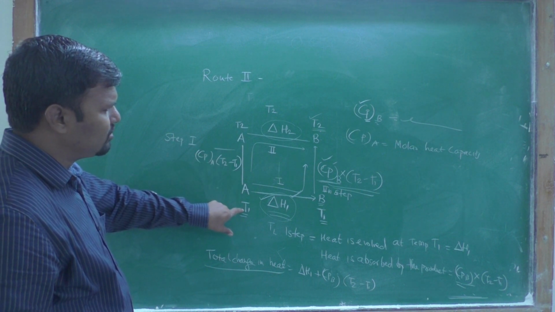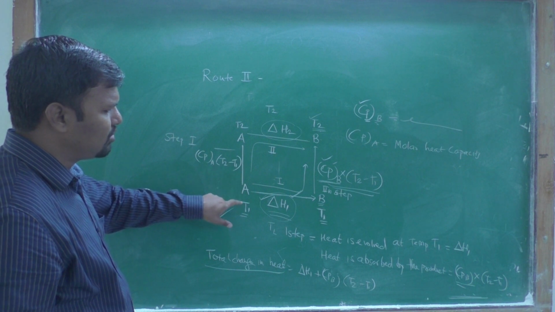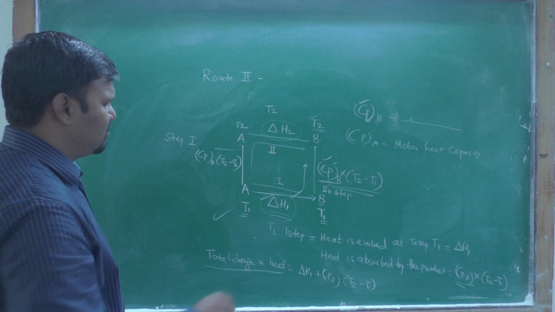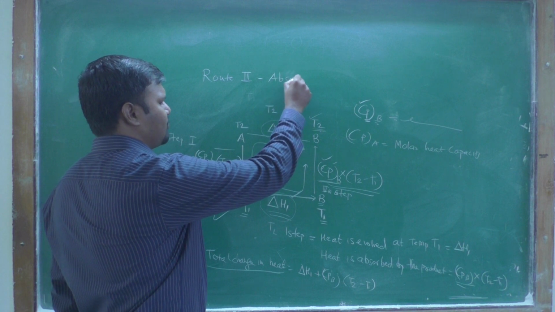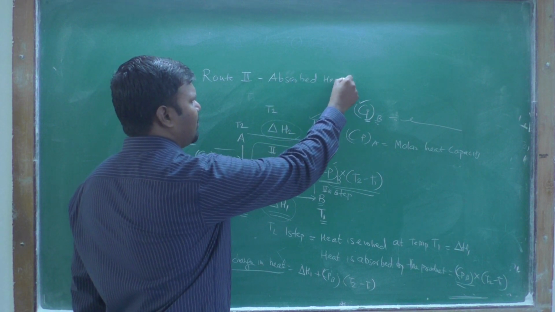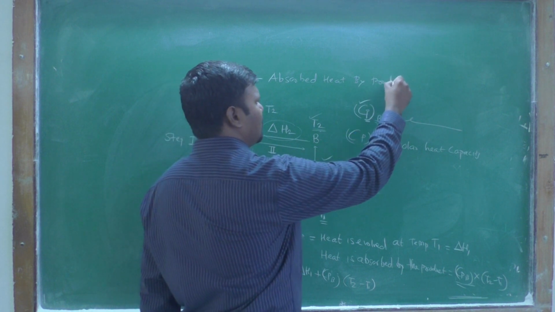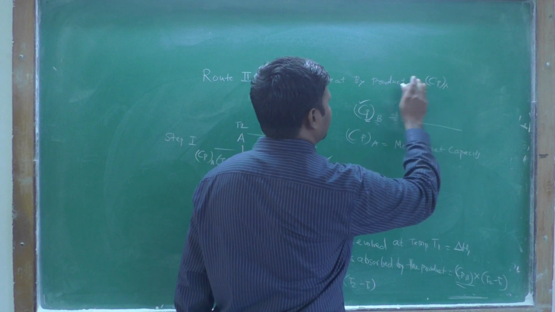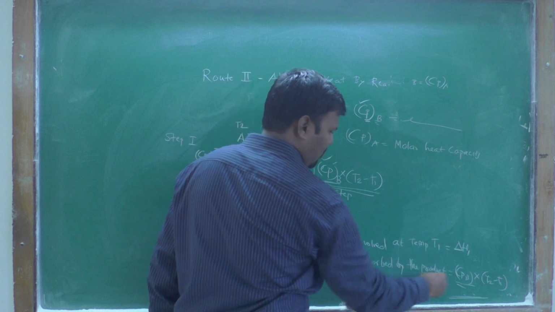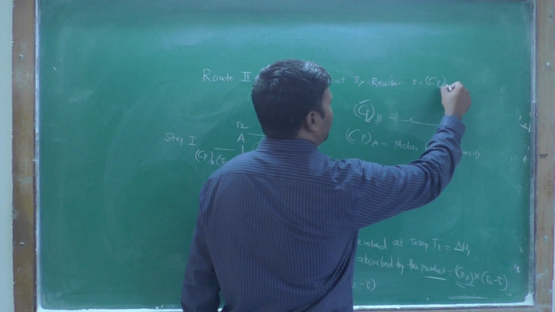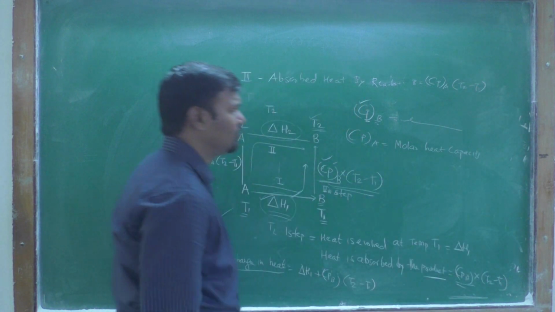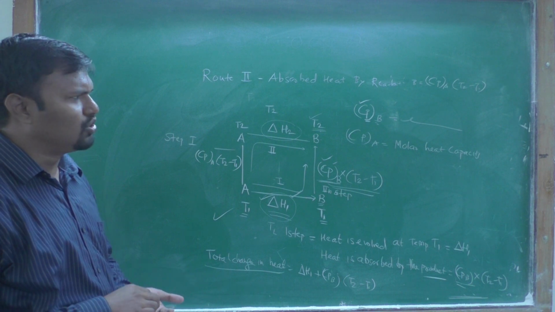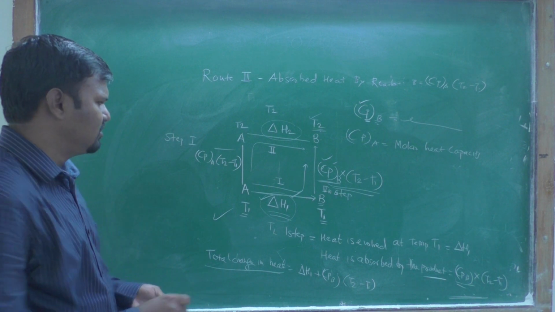Okay, then temperature T1 is okay, product is absorbed, temperature changes from T1 to T2. The heat absorbed by the product, that is B, is given as Cp. The heat change of the reactant is equal to Cpa into T2 minus T1.